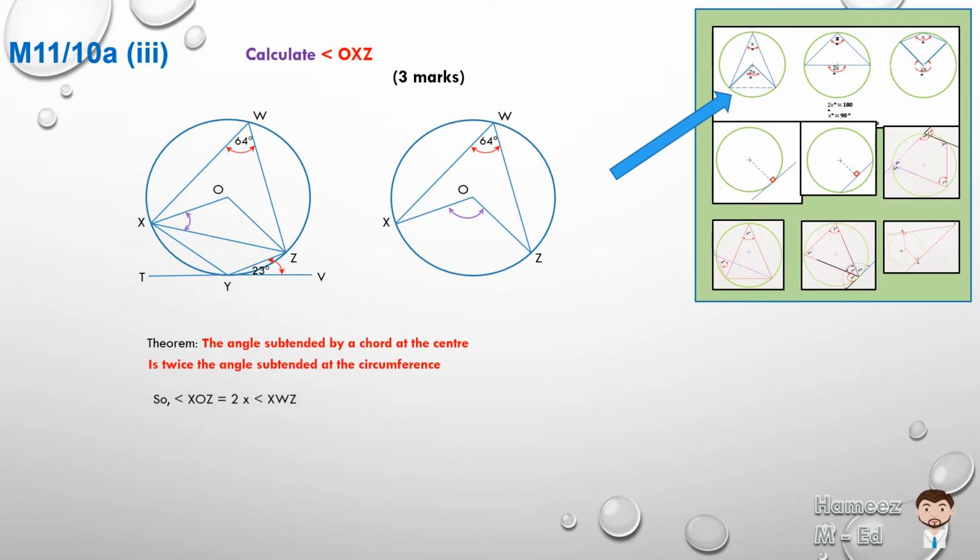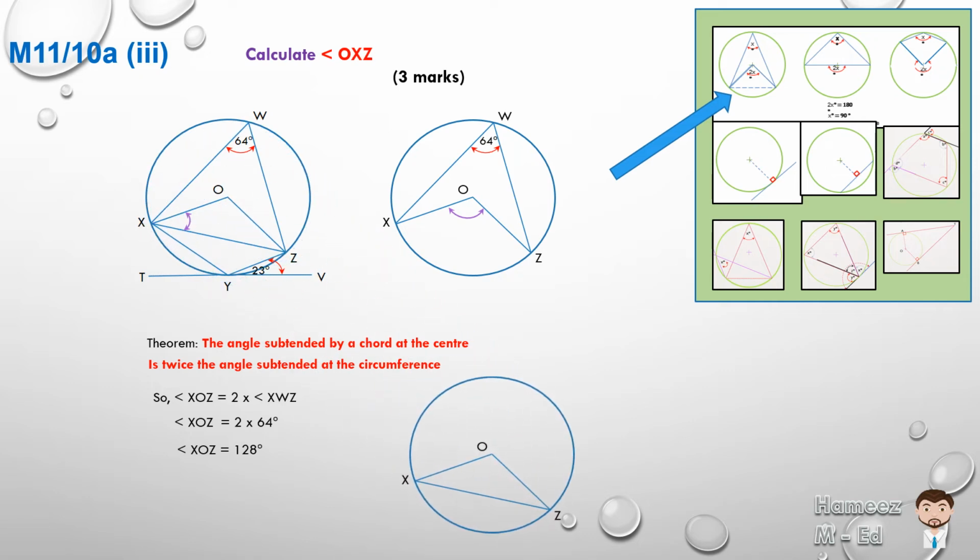So angle XOZ, the angle at the center, is equal to 2 times the angle at the circumference, angle XWZ. And we can substitute because we know the angle at W is 64 degrees, so 2 times 64. So angle XOZ is equal to 128 degrees. Now this helps us, but isn't our final answer. So let's extract the small triangle now, XOZ, and we see the 128 degrees there.